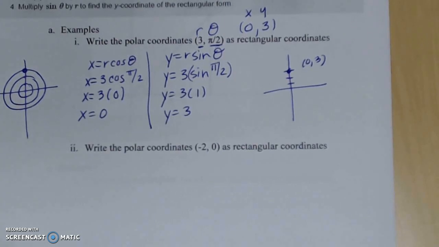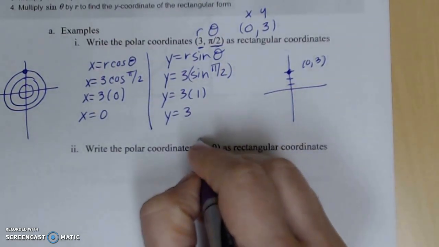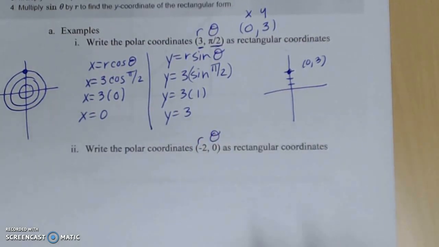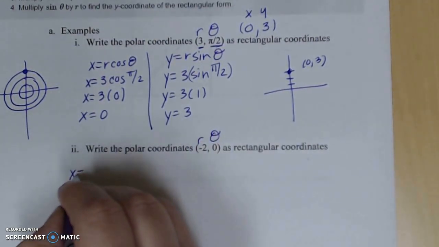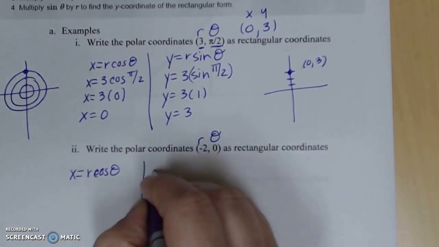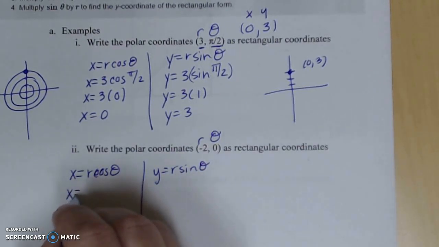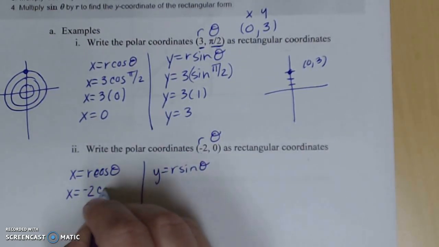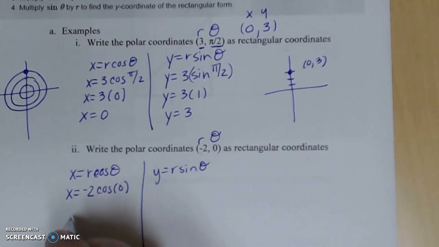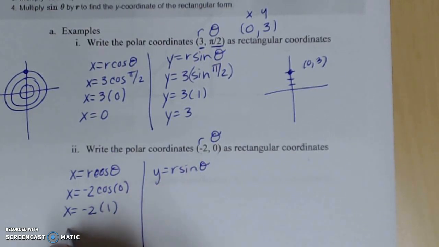Next thing I want to do is write the polar coordinates -2, 0 as rectangular coordinates. So again, this is my r and this is my theta. I'm going to follow the same steps as we saw in the previous example. I'm going to do x equals r cosine theta, and y equals r sine theta. So x is equal to r, which is -2, cosine of 0. Now then, cosine of 0, unit circle, is just 1. So I get x to be -2.